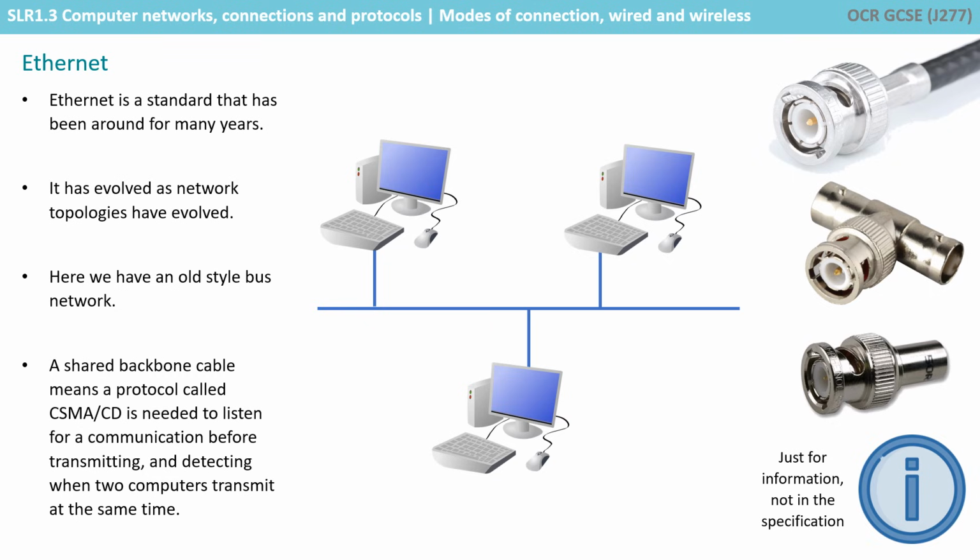Ethernet is a standard that's been around for many years, and it's evolved as networking topologies have also evolved. Here we can see a bus network. A shared backbone cable means a protocol such as CSMA/CD, or carrier sense multiple access with collision detection, is needed to listen for communications before transmitting and detecting when two computers transmit at the same time. This is necessary because there's only one cable between all the computers.